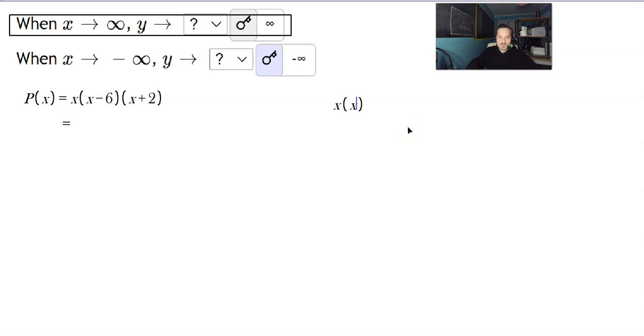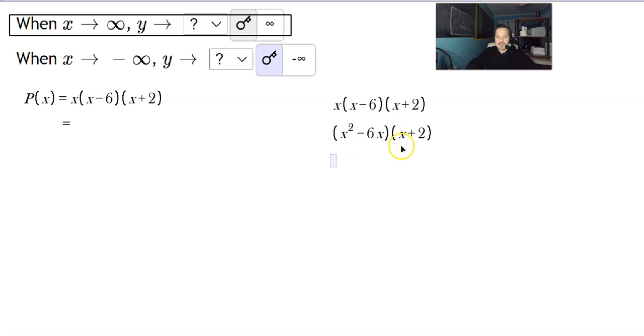I'm going to take x times x minus 6, and I'm going to take x plus 2. I'm just going to multiply it. So I'm going to distribute the x over to the x minus 6. It's going to give me x squared minus 6x, times x plus 2. I've just distributed the x to get x squared, and x times negative 6 is negative 6x. And then you do FOIL on that.